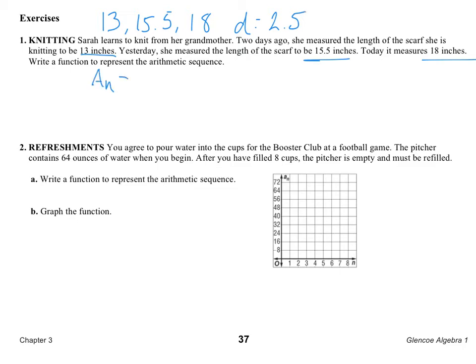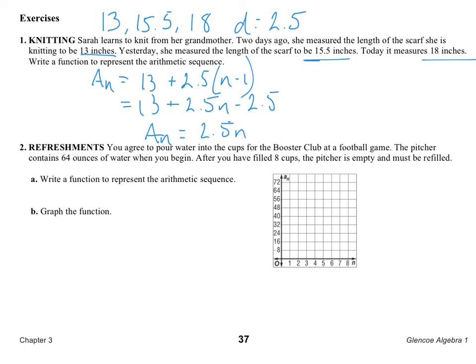And now we can use our formula. The first term is 13. The difference is 2.5. Okay, let's simplify, or actually distribute first here. So this is plus 2.5n minus 2.5. And our formula for the nth term is just 2.5n plus 10.5. There we go.